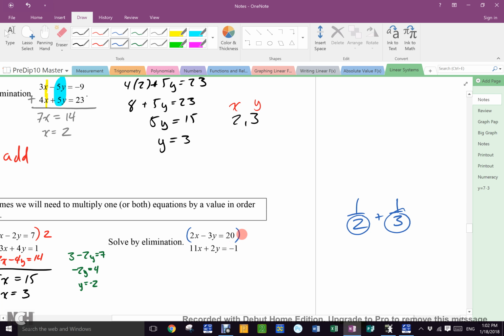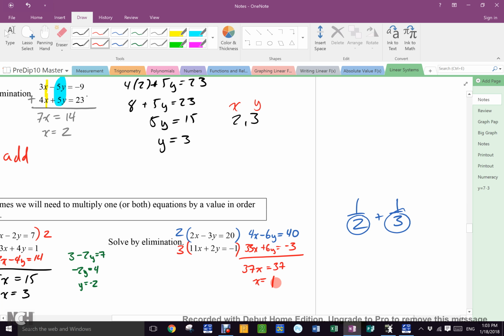So this guy's getting multiplied by what? 2, which means he becomes what? And this guy's getting multiplied by what? 3. So what does he become? 33x plus 6y equals negative 3. Are they the same number with different signs? So what do we do? Add or subtract? Add. 4 plus 33, 37x. 40 minus 3, 37.